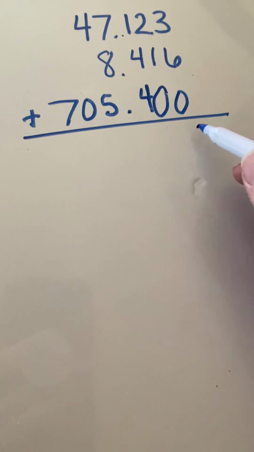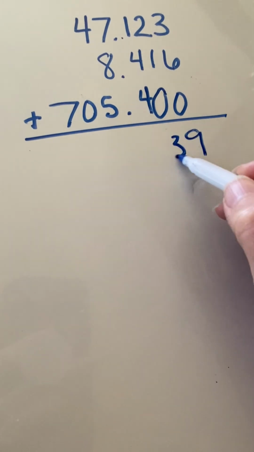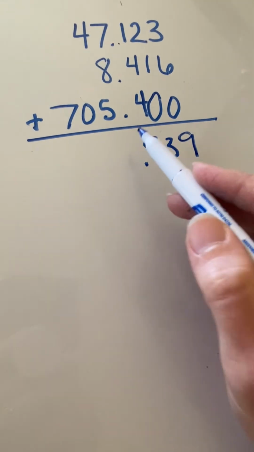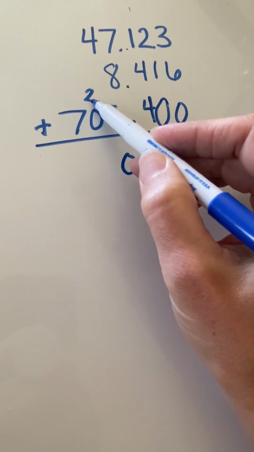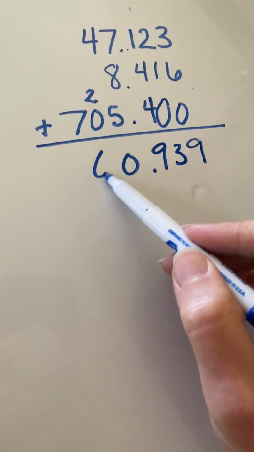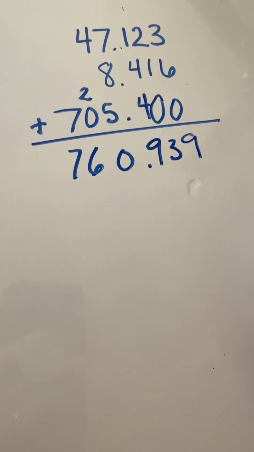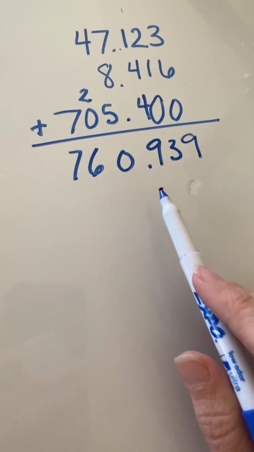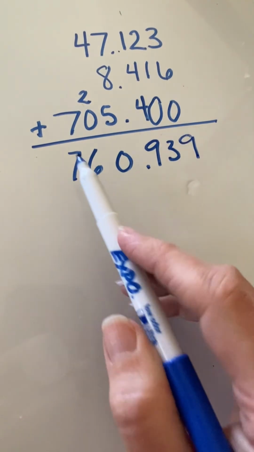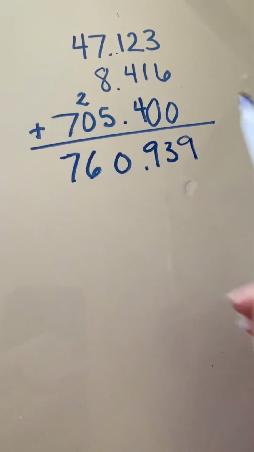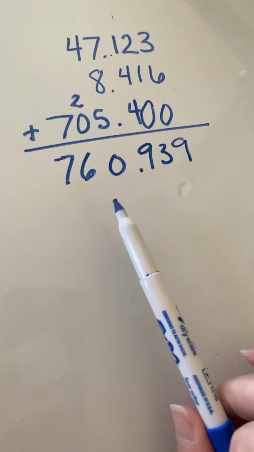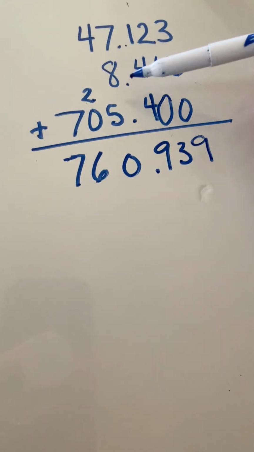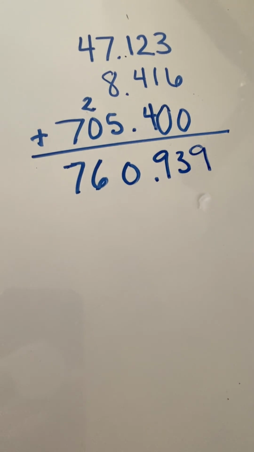Okay, so 3 plus 6 is 9. 2 plus 1 is 3. 4 plus 4 is 8. 8 plus 1 is 9. This is 20. Carry the 2. 6, 7. So 760 and 939 thousandths is the answer. Okay, so if you add and subtract, you do it just the same way that you do everything else. You just really need to make sure that you have decimal numbers in the right places.